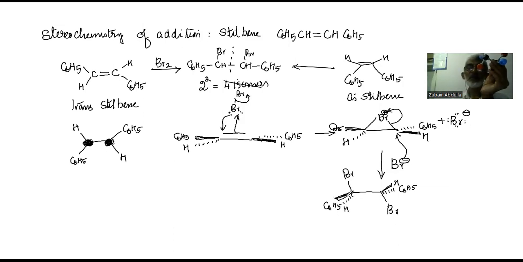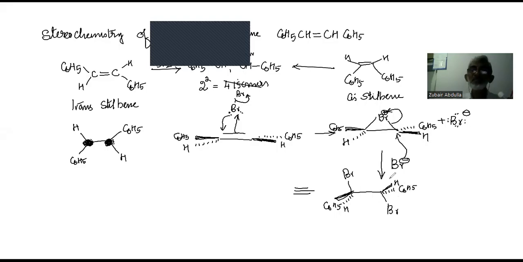Okay. Now let us see what is the geometry of this. What we'll do is we'll rotate only this carbon clockwise and bring them on the same side as the substituents. So if you look at this, you can see this bromine and bromine are matching. This hydrogen is matching. Phenyl ring is matching. So this is the meso product.